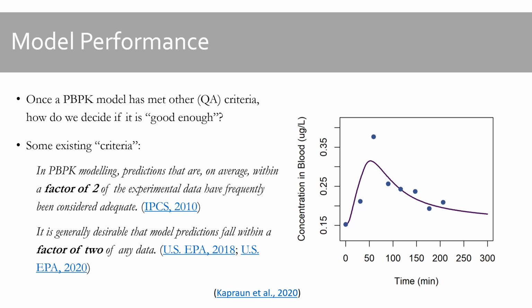The model performance is really important. I've been to different conferences lately where there's always this question of how do we define if a model is good enough? I've always worked with the guideline from IPCS, which means that in PBPK modeling, predictions that are on average within a factor of 2 of the experimental data are considered adequate.